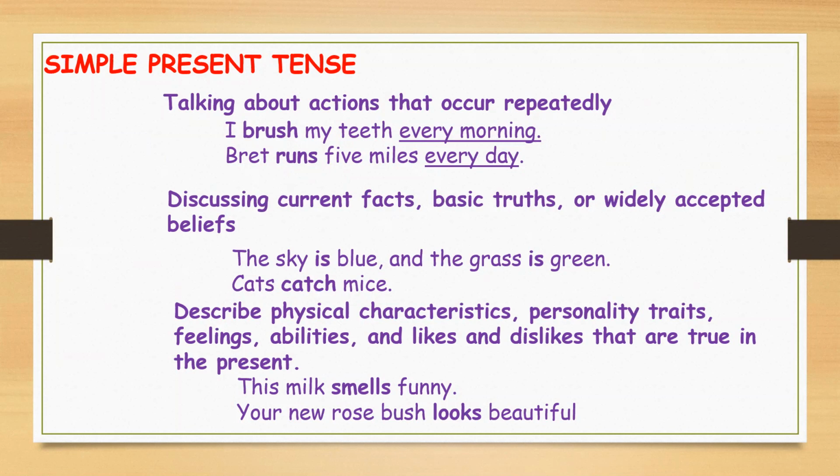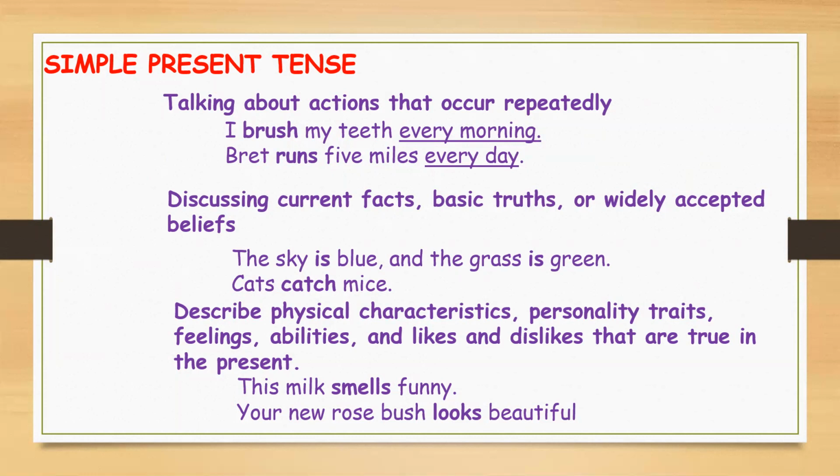And it also discusses current facts, basic truths, or widely accepted belief. For example, sun rises in the east. It is a fact and also widely accepted belief. So sun rises in the east. The sky is blue. Grass is green. Cats catch mice. All these are basic truths and current facts. For that, also use simple present tense.